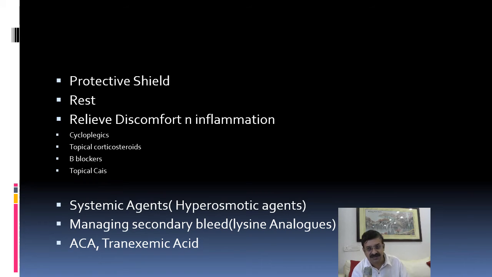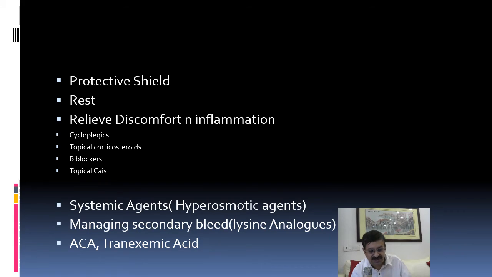Now, there are some authorities who say that atropine must be avoided, because atropine itself induces more bleeding. So we prefer at NRS to give homatropine. And topical corticosteroids have to be given because they can be associated with inflammation of the anterior chamber, so they need to be given. Beta blockers are given, and topical carbonic anhydrase inhibitors are to be given.